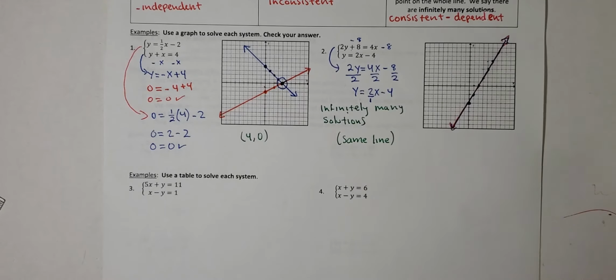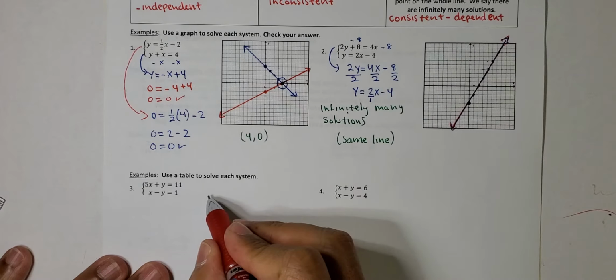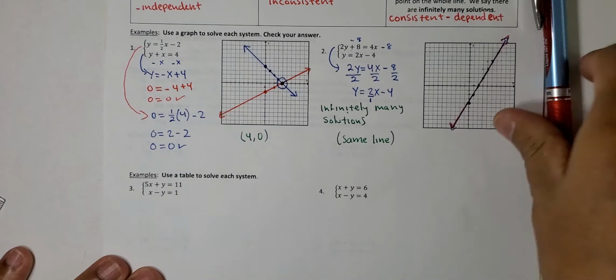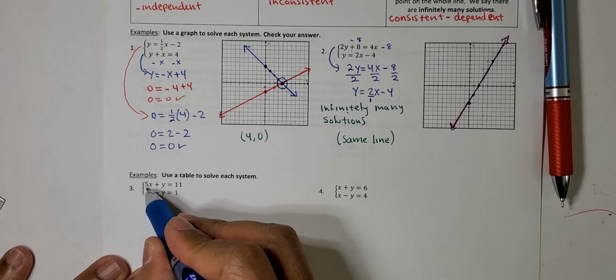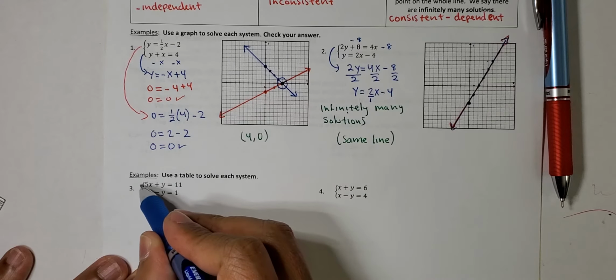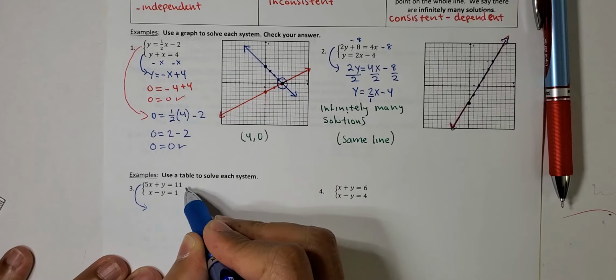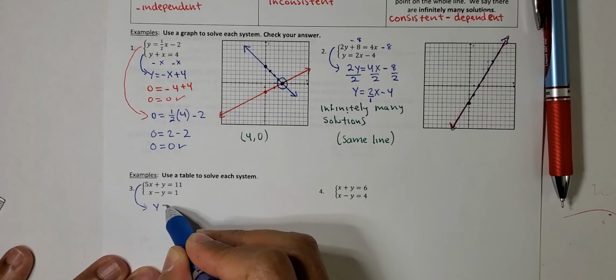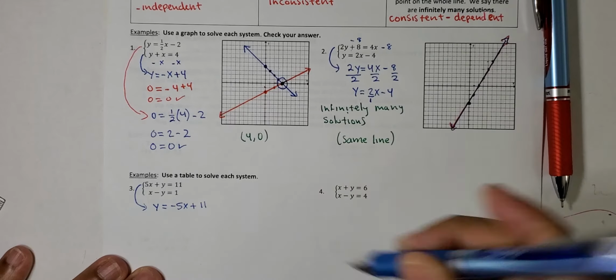On these 2 problems, we are going to use a table to solve a system. First, I've got to set both equations in slope-intercept form, and as you can see, I have 5x plus y equals 11. So I'm going to subtract those 5x's from both sides. Then I have y equals negative 5x plus 11.